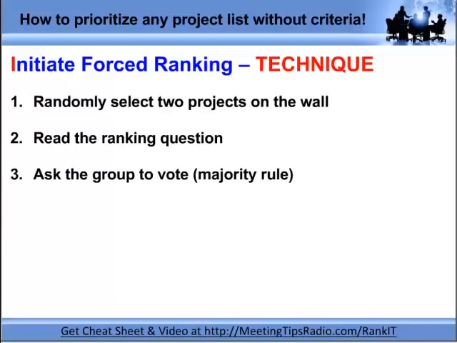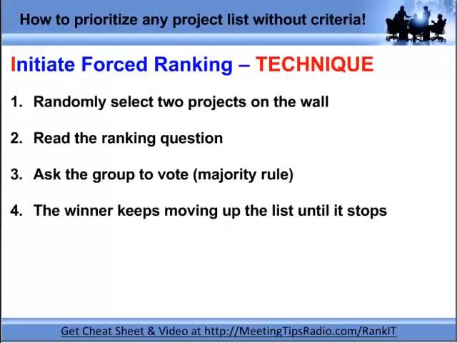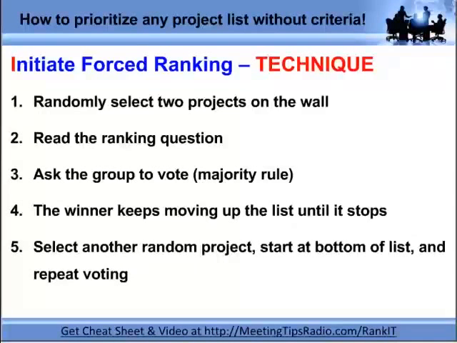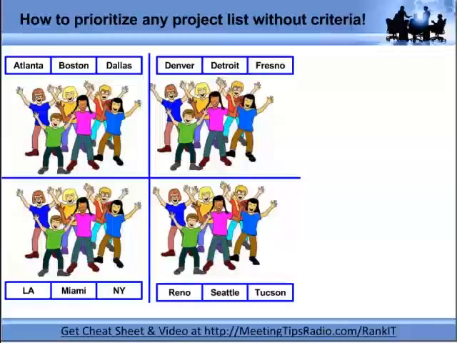So we're going to randomly select 2 projects that are up on the wall. I'm going to read the ranking question and ask the group to vote. In this case, it's majority rule that causes a project to move forward. The winner keeps moving up the list until it stops moving up the list. Then we select another project, start at the bottom of the list, and repeat the process. So let me show you what that looks like.